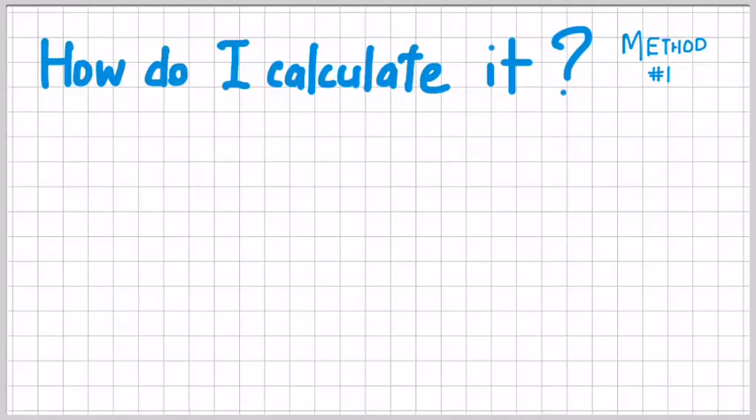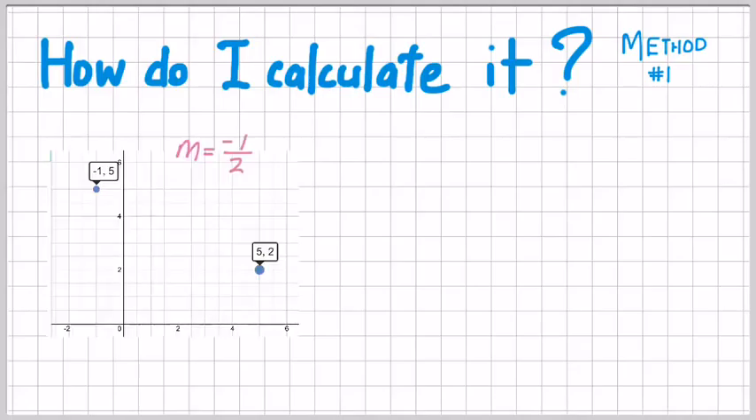How do I calculate it? I'm going to go through two methods. The first method is this one here. The gradient between these 2 points is negative 1 over 2, and we're going to use the equation of y equals mx plus c. Substituting the gradient into the equation gives us y equals negative half x plus c.